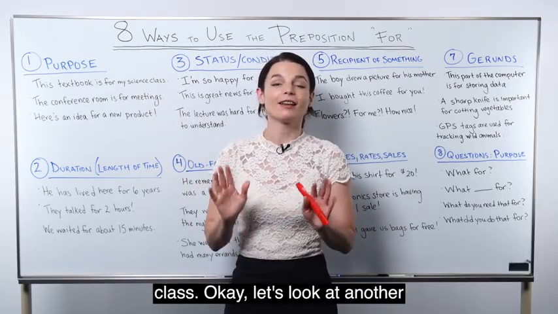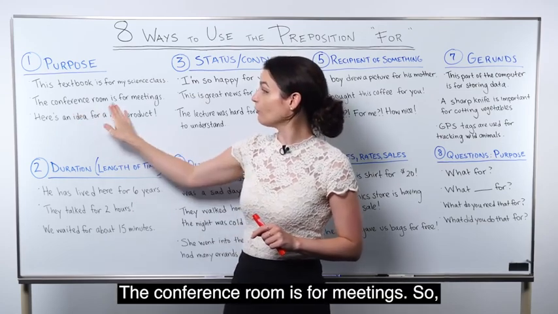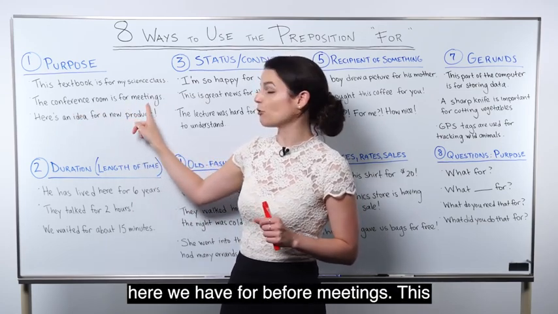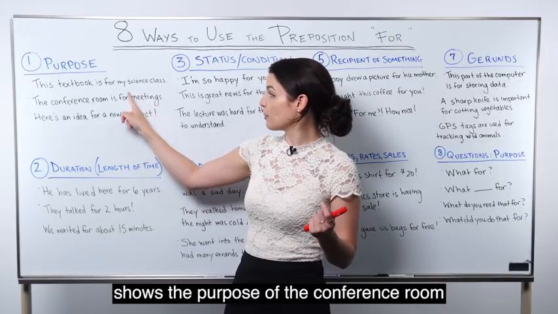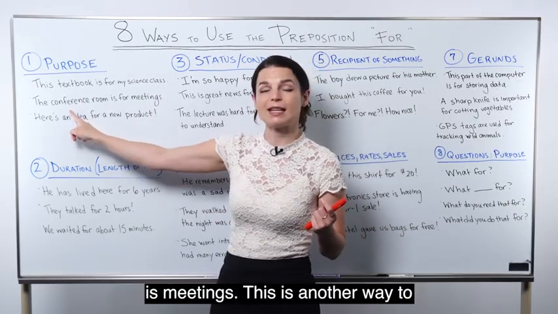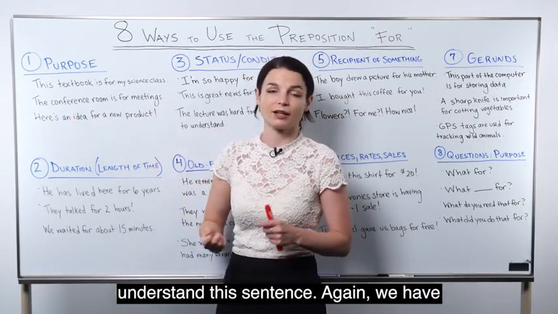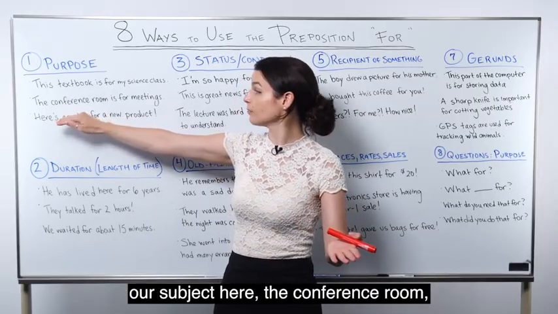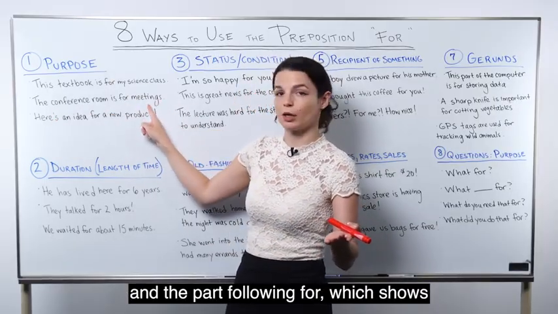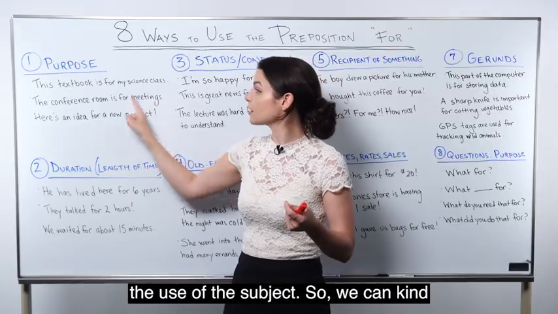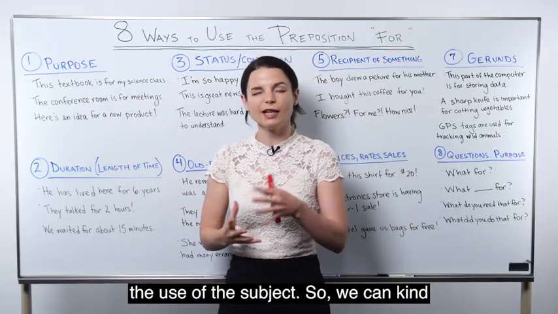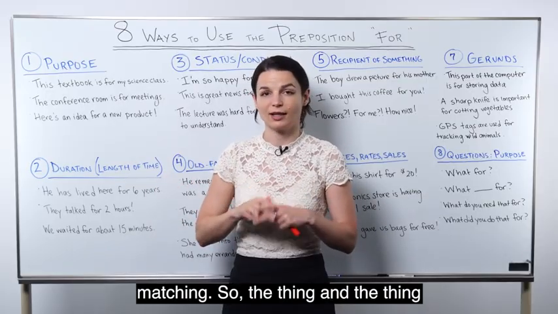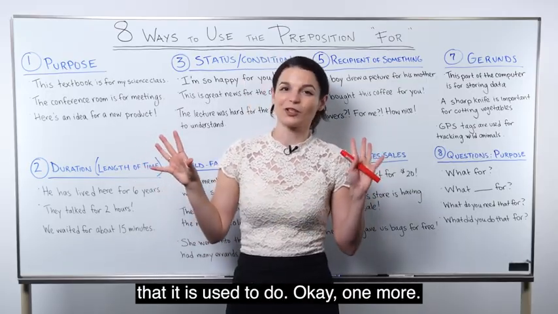Okay, let's look at another example. The conference room is for meetings. So here we have for before meetings. This shows the purpose of the conference room is meetings. This is another way to understand this sentence. Again, we have our subject here, the conference room, and the part following for, which shows the use of the subject. So we can think of these two parts of these sentences as a pair, kind of matching. So the thing and the thing that it is used to do.